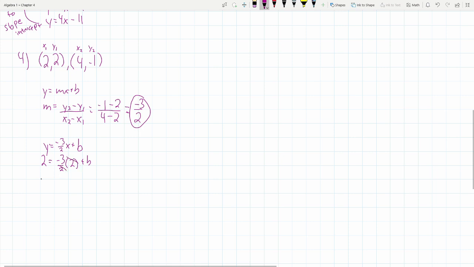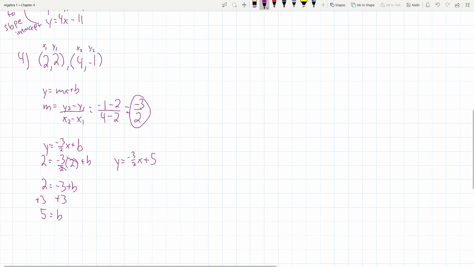And now it's a matter of solving. The 2's cancel out, and I'm left with 2 equals negative 3 plus b. I'm going to add 3 to both sides. What I'm left with is 5 equals b. Still not done yet because I need to write out the actual equation. So y equals negative 3 over 2 x plus 5.